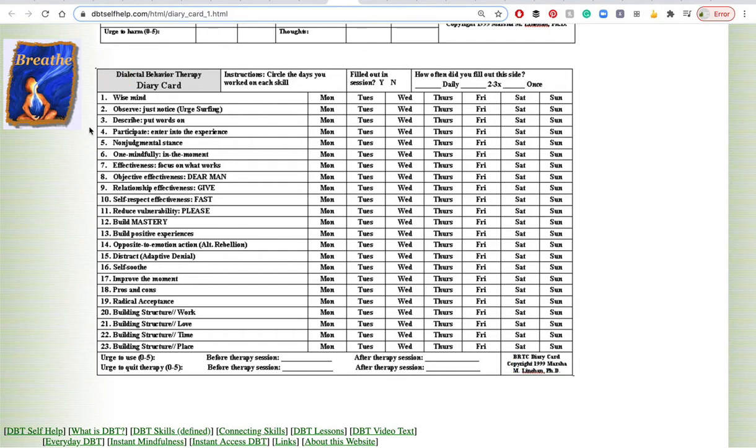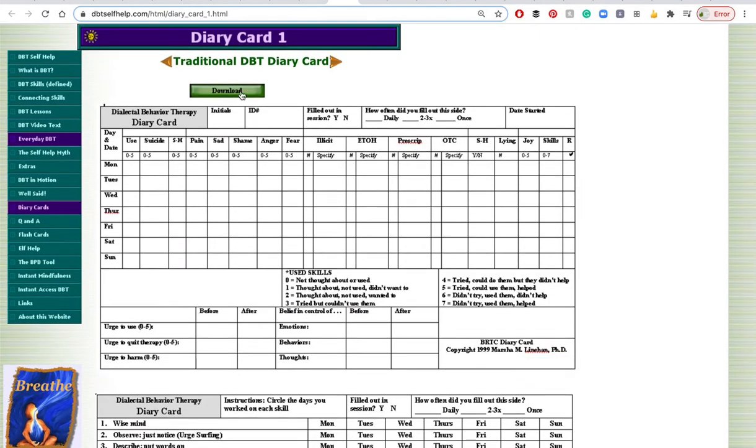Typically, and you'll see it on this, although it's not outlined, it also goes through the modules. So it will start with the top few: mindfulness, distress tolerance, emotion regulation, and then interpersonal effectiveness, these lovely acronyms here. So this is what the traditional diary cards look like. On this website, you can download them. You can also find this, including fillable options identical to this, elsewhere.